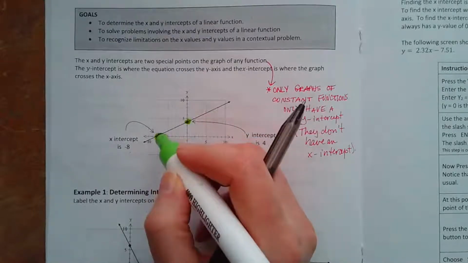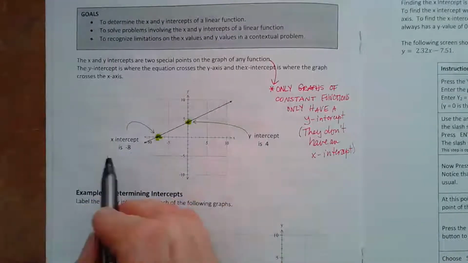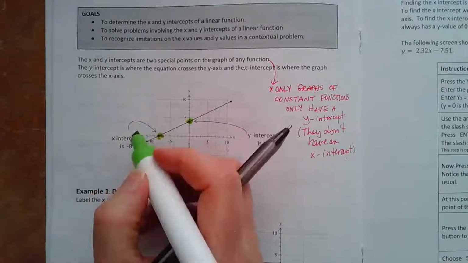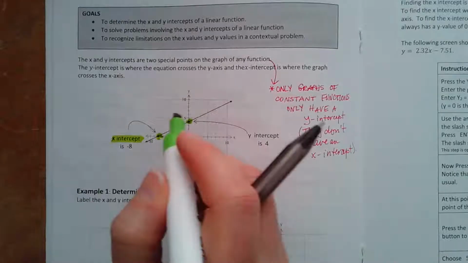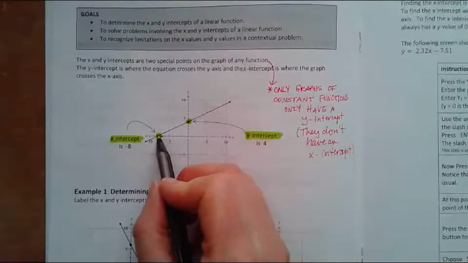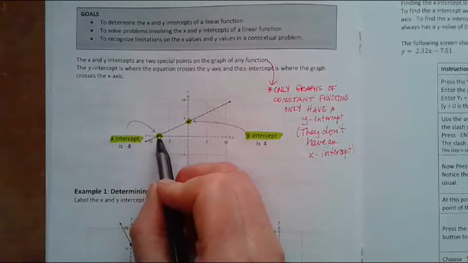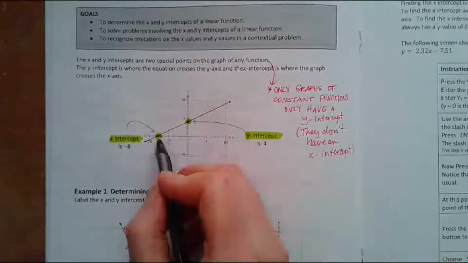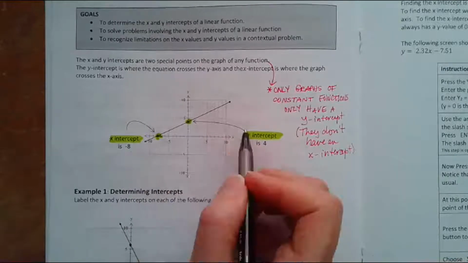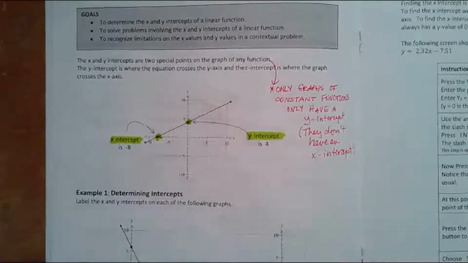I know these were all dotted for you already, but x-intercept, y-intercept. If this is -1, 2, 3, 4, 5, 6, 7, 8, x-intercept -8, y-intercept 1, 2, 3, 4, y-intercept is 4. This was a nice clean graph, easy to read.